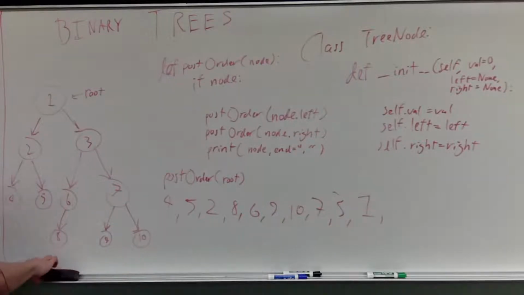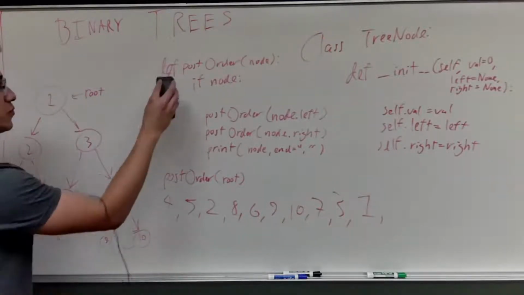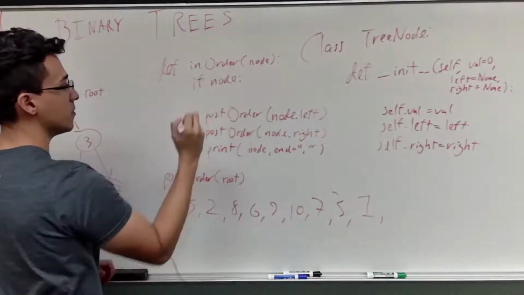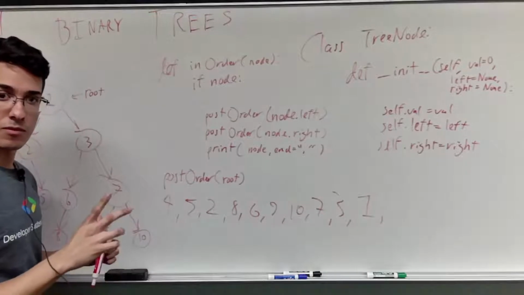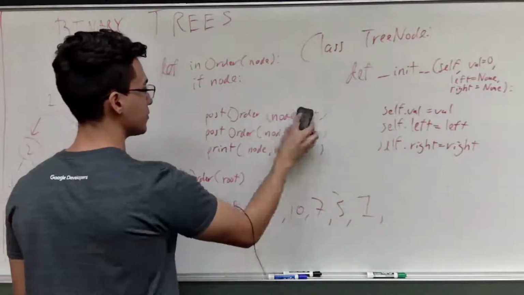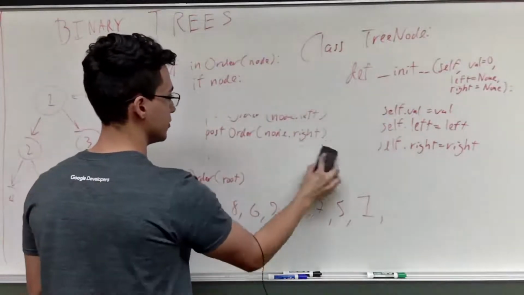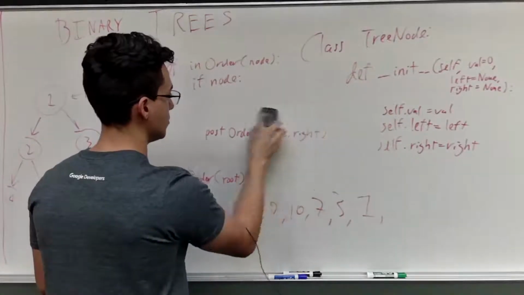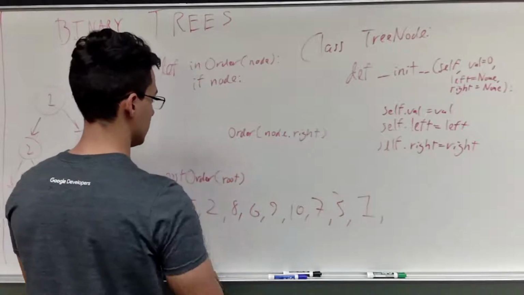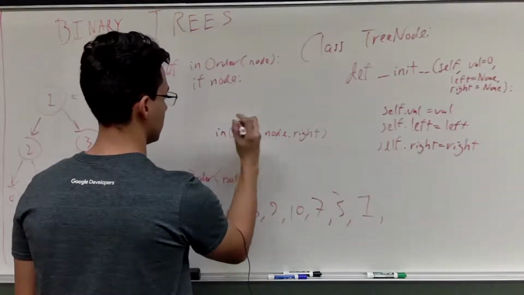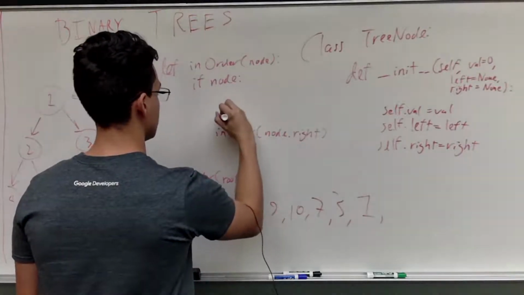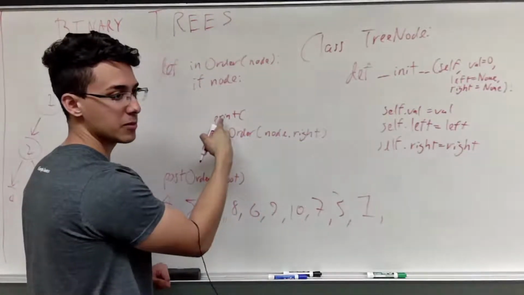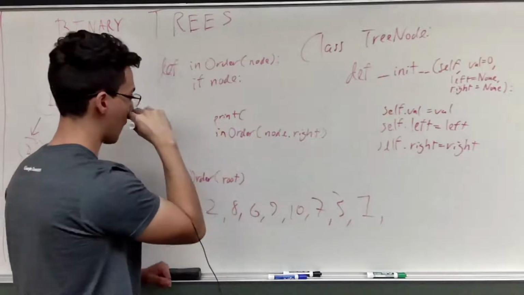Now, what about in order? Which one's in order? Left, root, right. Right. So I'm gonna erase these two. They can read these letters, right? On the screen? Yeah. Okay. It's much closer now.